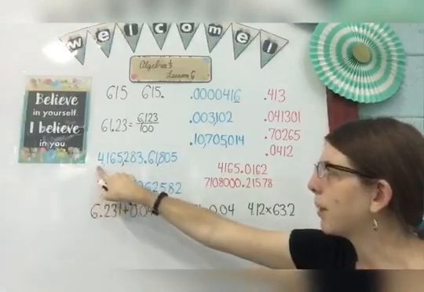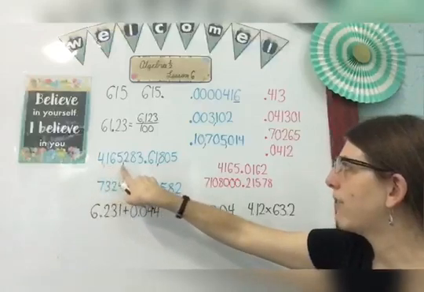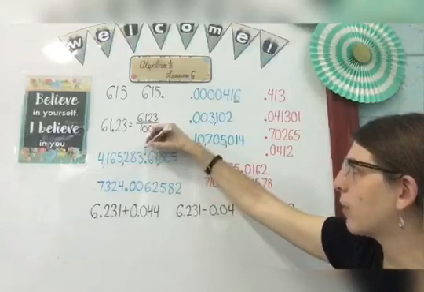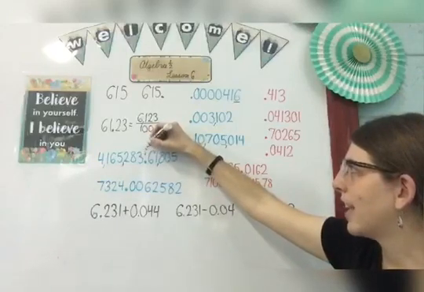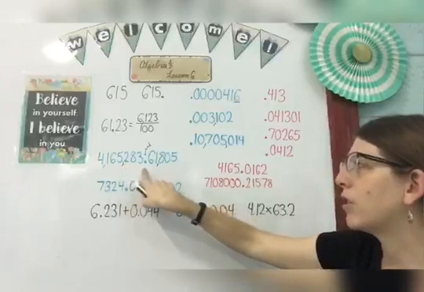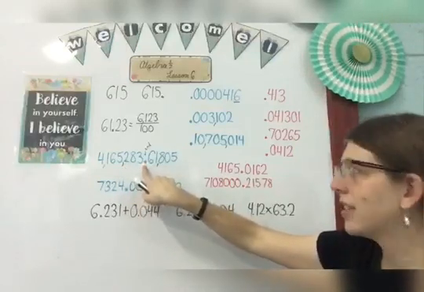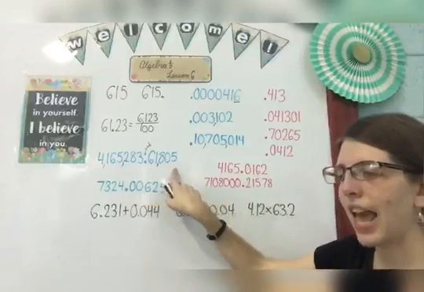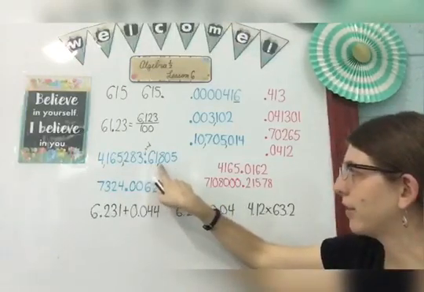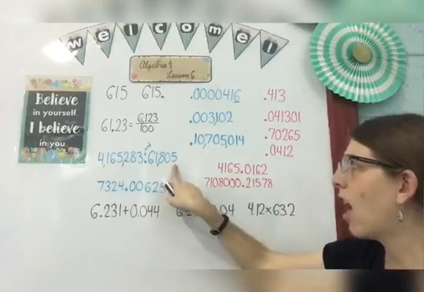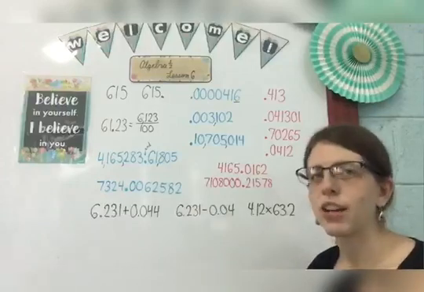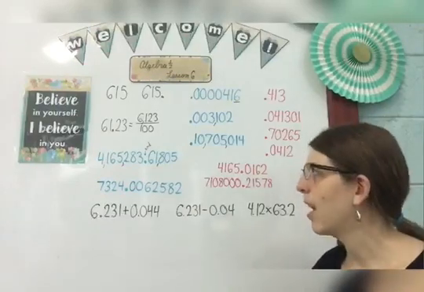Now I'll read my number, 4,165,283, and then when I get to my decimal point, I read that as and. So 4,165,283 and 61,805 tenths, hundredths, thousandths, ten thousandths, hundred thousandths. So 61,805 hundred thousandths.